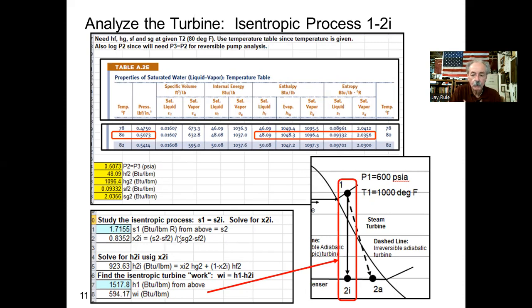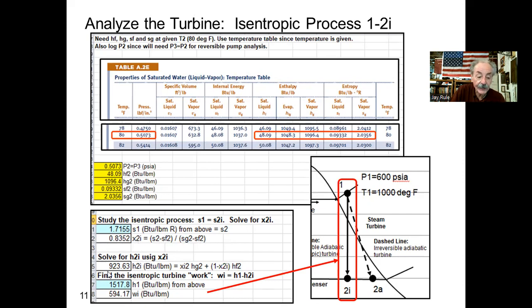So I've got those. What am I looking to do? I'm trying to find X2 isentropic, X2I. I remember the definition. It's a ratio, isn't it? X2I is the quantity S2 minus SF2 in the numerator divided by the total distance, SG2 minus SF2. And so I get 83.5% quality for the isentropic situation. That's not the answer to our homework problem. That's going to enable us to get there.